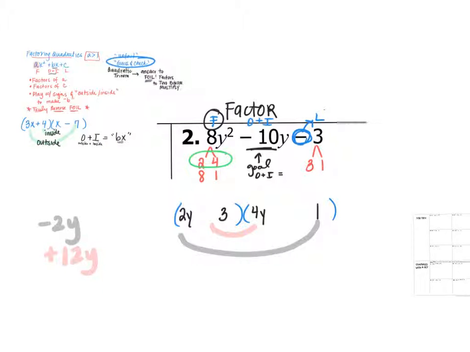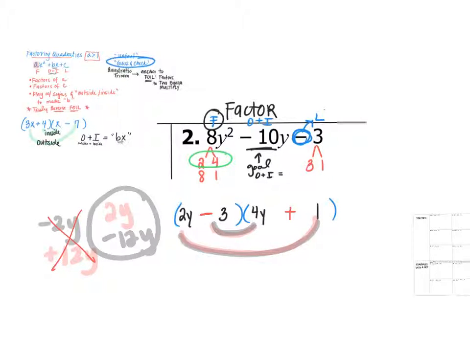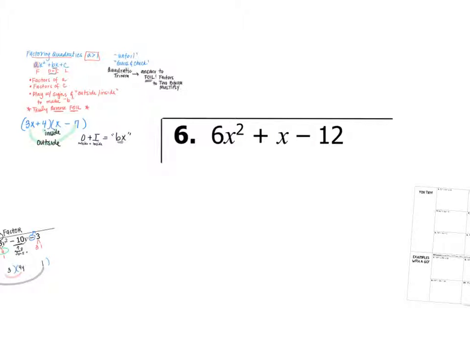So instead, let's make this one the positive and this one the negative, and let's check outside, inside again. So my outside is 2y and my inside is negative 12y, and if I combine those, I will get my goal of negative 10y. So there are the factors of 8y squared minus 10y minus 3. The factors are 2y minus 3 and 4y plus 1. All right, I'd like to do one more example with you.